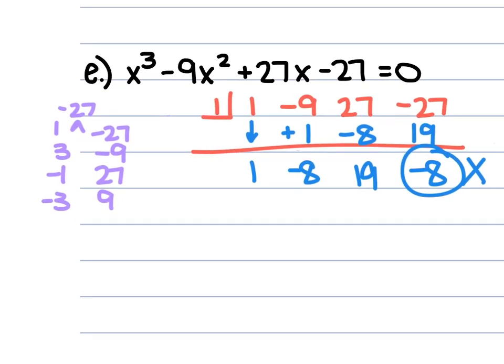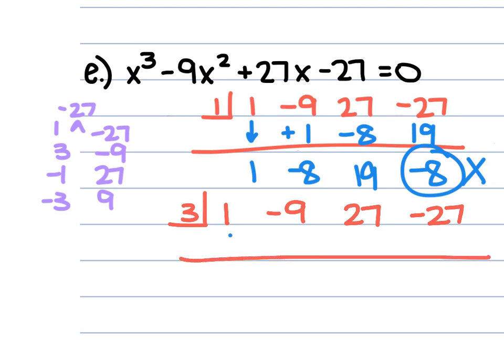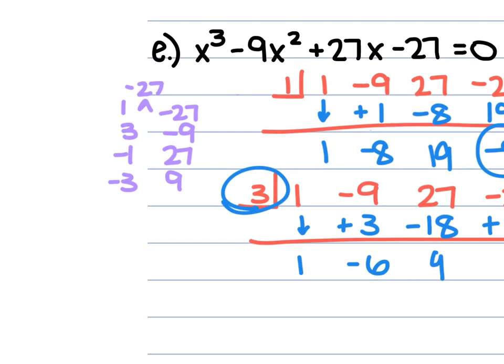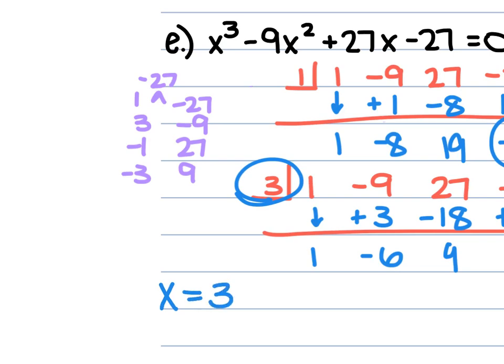So try the positive 3. If we try the 3, we still have the 1, the negative 9, the 27, and the negative 27. So the 1 drops down. 1 times 3 is 3. Negative 9 plus 3 gives us negative 6. Negative 6 times 3 gives us negative 18. The 27 minus 18 is 9. 9 times 3 is 27, and negative 27 plus 27 is 0. Because we have a remainder of 0 there, that 3 works. So x is equal to 3.